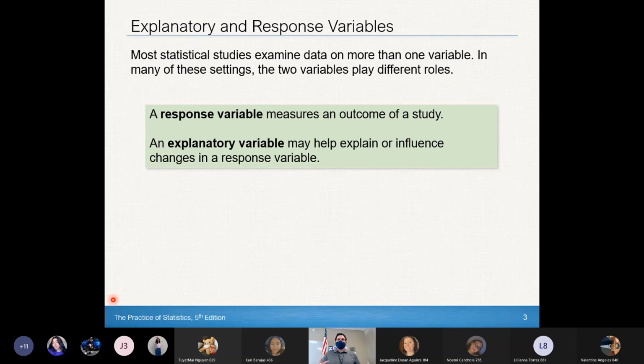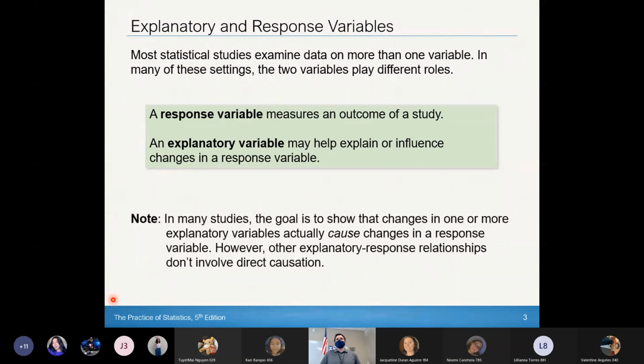So we have response and explanatory variables. Note, in many studies, the goal is to show that changes in one or more explanatory variables actually cause changes in a response variable. However, other explanatory response relationships don't involve direct causation.